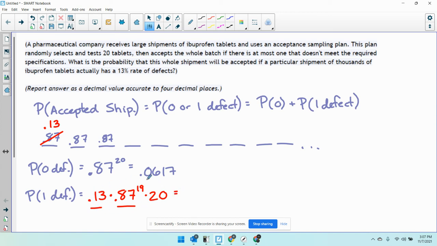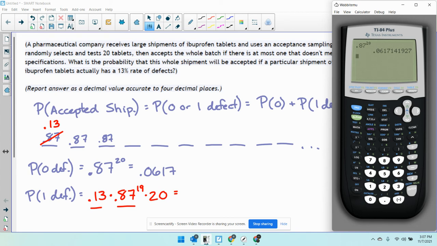This will become more clear once we get to the discrete probability distributions like binomial. This is technically a binomial distribution. It'll become much easier once we've defined it as such. But to find that probability, I'm going to do 0.13 times 0.87 to the 19th power times 20. So I get 0.1844.